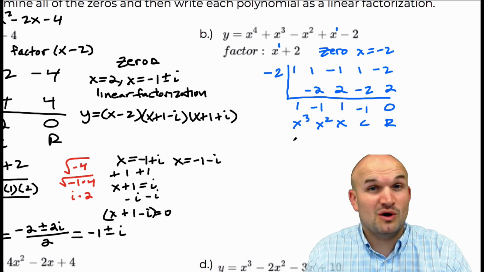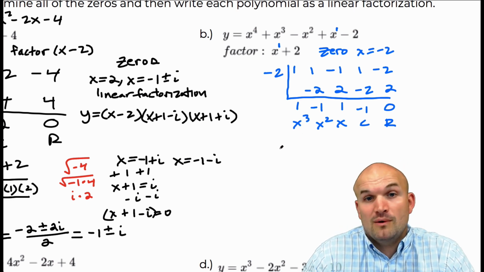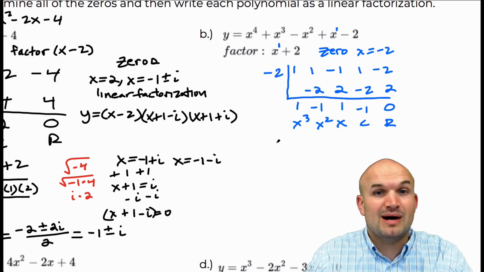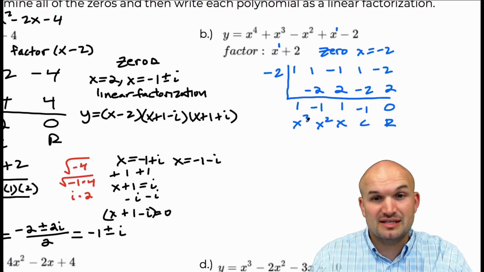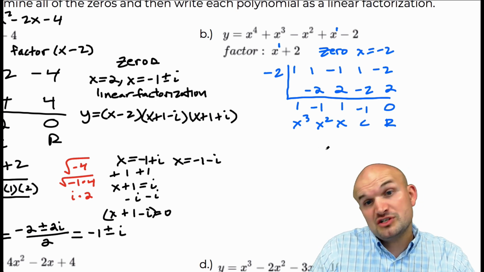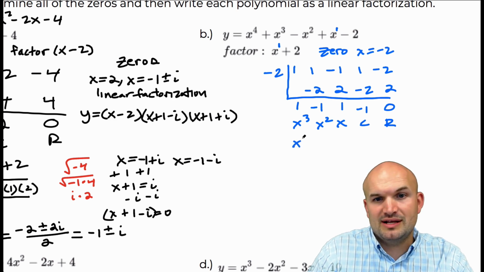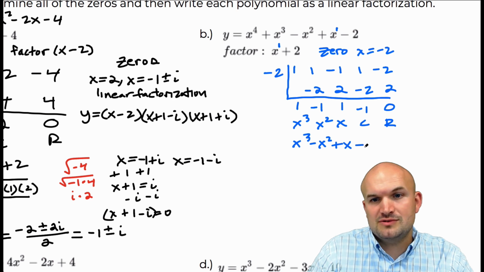So now I have a cubic, so now I can't use the quadratic formula, right? So the problem is I've got to see, well, hopefully this is factorable because otherwise I'd need to find another zero that I could do synthetic division again with, which could pose a problem here because we're only given 1 zero in this case. So let's go ahead and write this, x cubed minus x squared plus x minus 1.